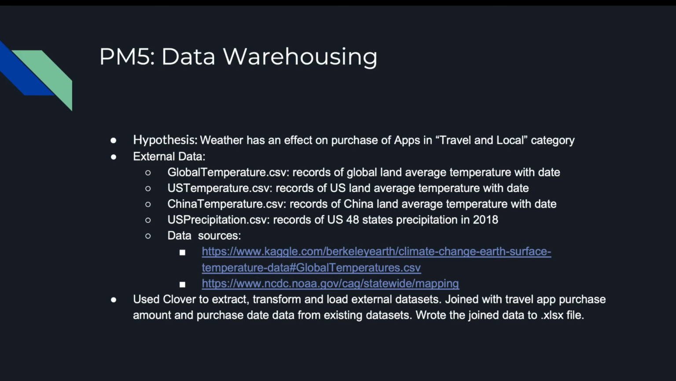And also we want to track the correlation between raining and app purchase. So we use the US precipitation dataset, which is the records of US 48 states precipitation data in 2018. Our datasets are mainly from Kaggle or NOAA, the National Centers for Environmental Information. After we obtained these datasets, we used the Clover application to extract, transform, and load the external datasets. We joined them with travel app purchase amount and purchase date data from our existing datasets and wrote the joined data to an Excel file.